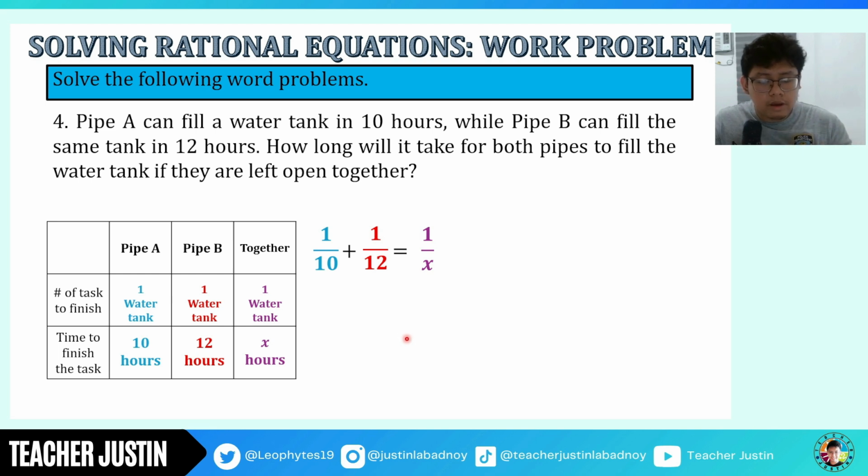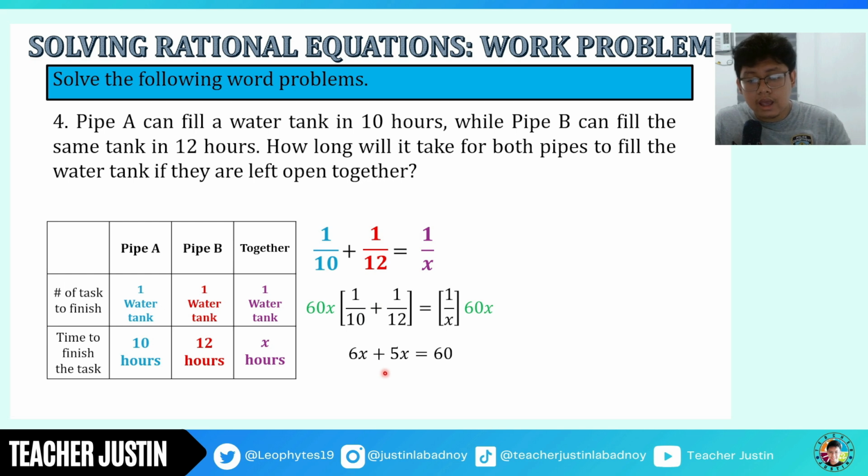Tanggalin muna natin yung denominator by performing multiplication property of the least common multiple or least common denominator. So, for 10, 12, and x, the least common denominator will be 60x. So, we multiply both sides by 60x.